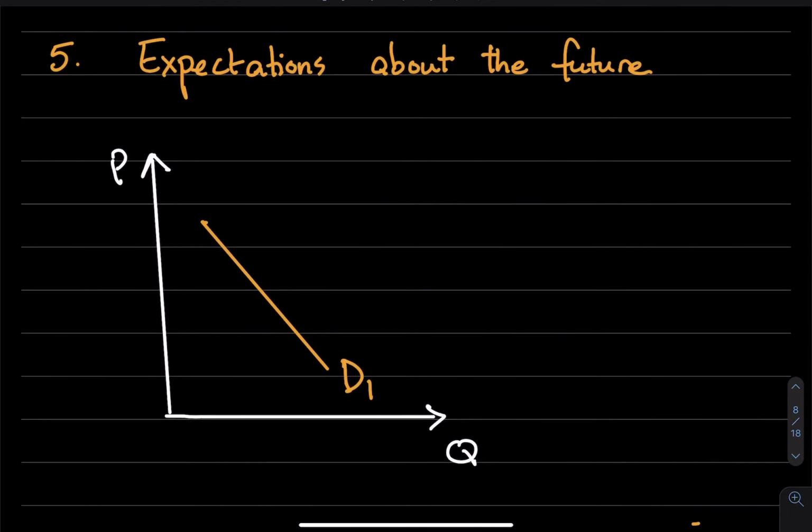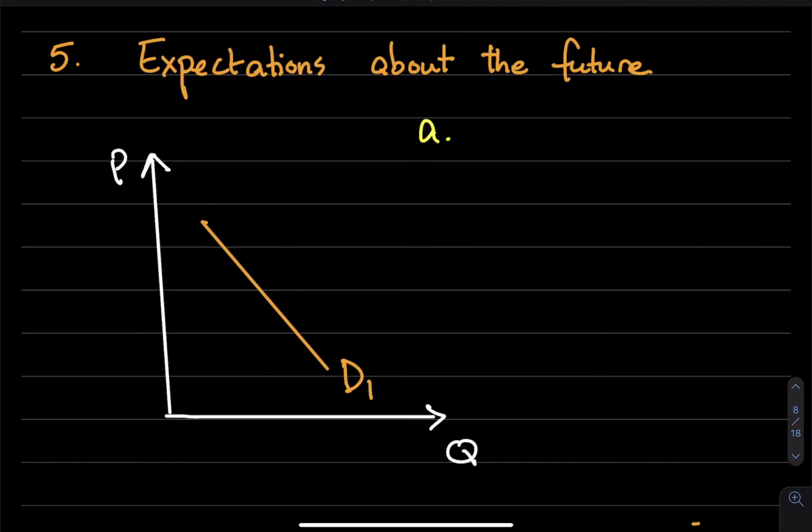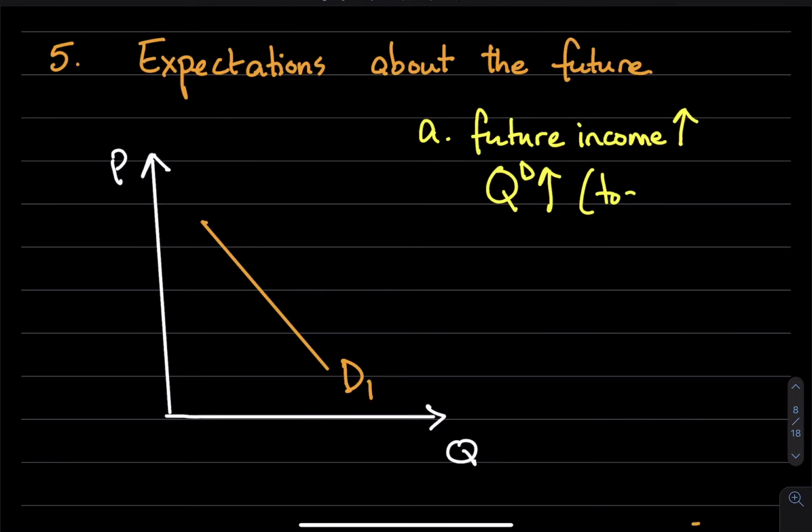And finally, the expectations about the future. Okay, so one idea here would be what happens if your future income were to go up. So let's say you've got a job and your future income looks good. So if future income is rising, then you might actually increase your demand for anything today, anything that you like to consume. Okay, so quantity demanded increases today, and this is your current consumption.